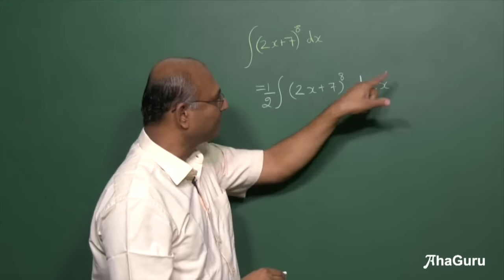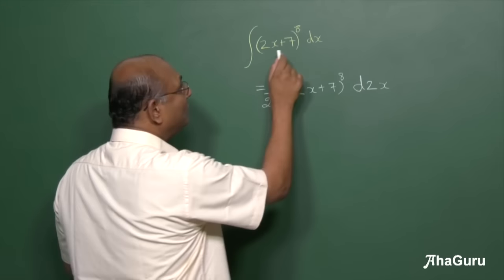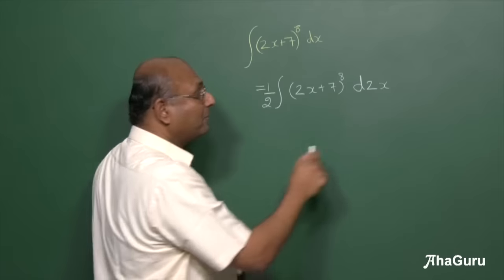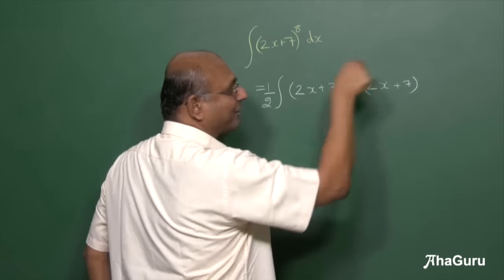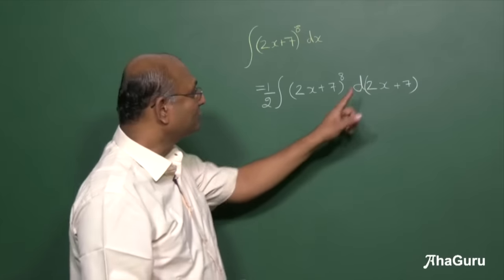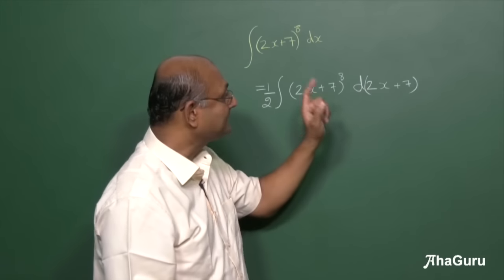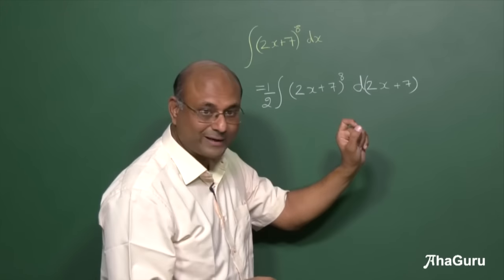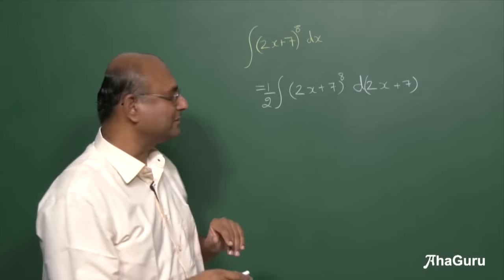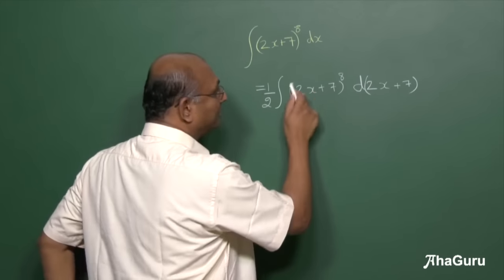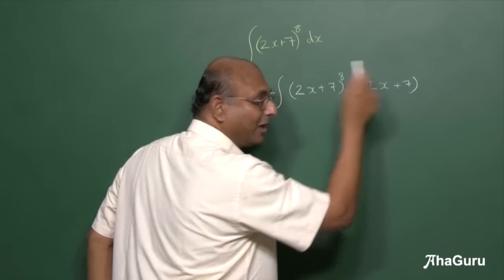So you can see that d of 2x, so we've got 2x. But we don't yet have this 7. But you can always add a 7. Why? Because d of a constant you know is 0. So d of 2x plus 7 is the same as d of 2x, which is the same as 2 times dx. And that 2 and this 2 cancel out. Okay. Now I have got blob power 8 d blob.